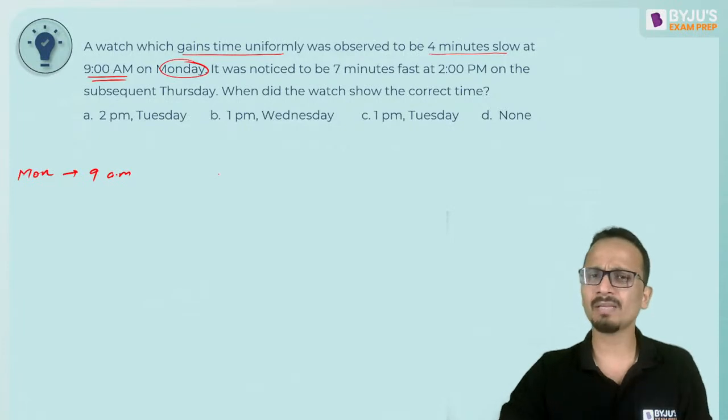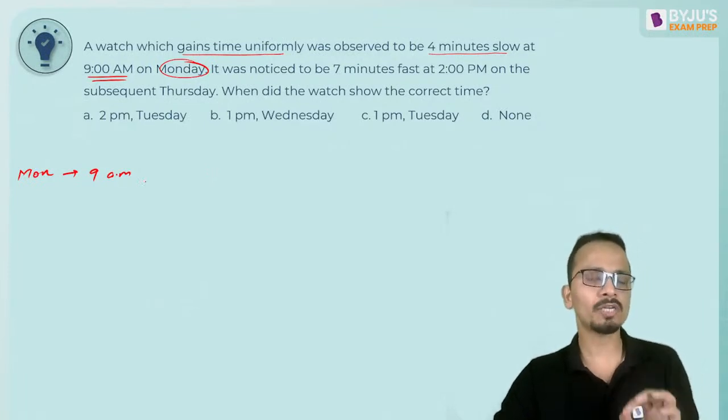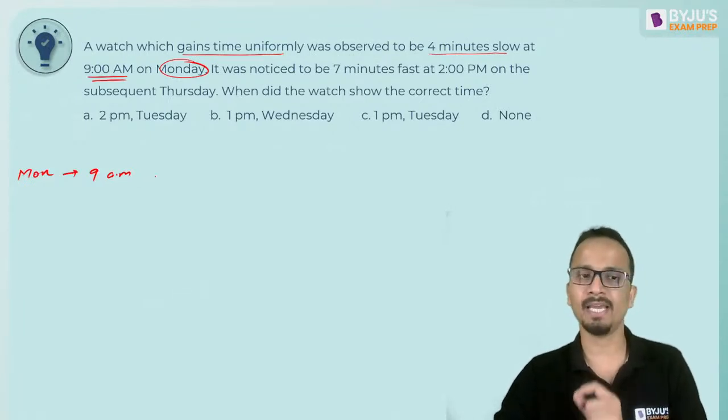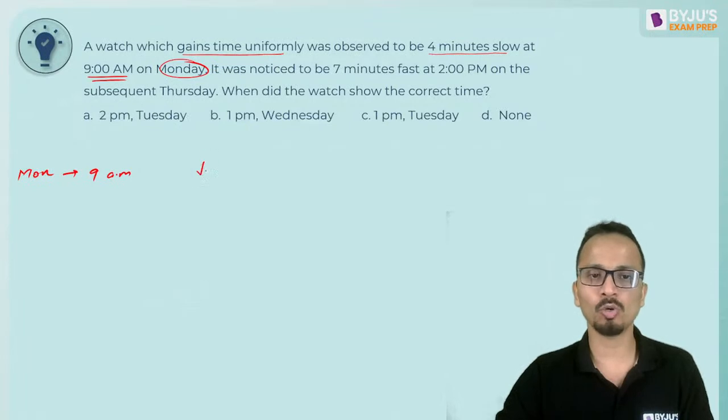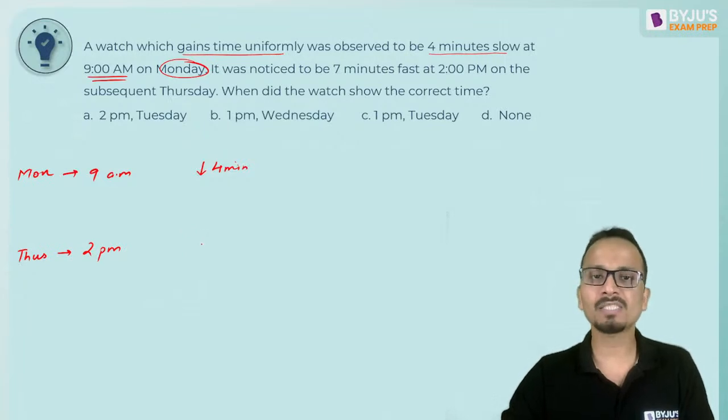Now 4 minutes slow का मतलब क्या है? It is showing a time which is 4 minutes behind 9 a.m. So at 9 a.m. the clock is 4 minutes slow. That means the clock is showing 8:56 a.m. Okay, so it is 4 minutes slow. 4 minutes slow. I'm writing it like this. 4 minute पीछे है. Then on the subsequent Thursday at 2 p.m. it is fast by 7 minutes. So 7 minutes आगे है. Okay, I'll write it like this.